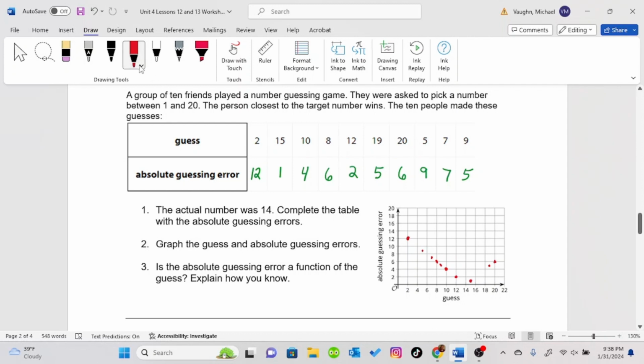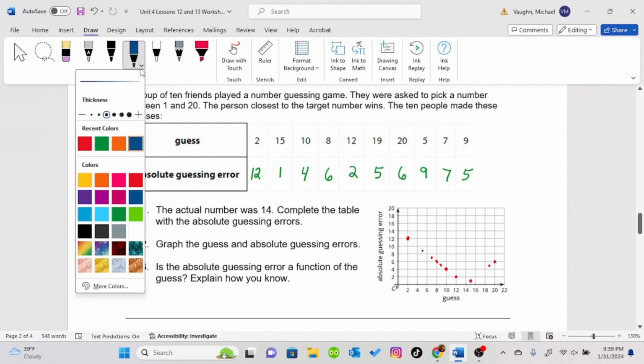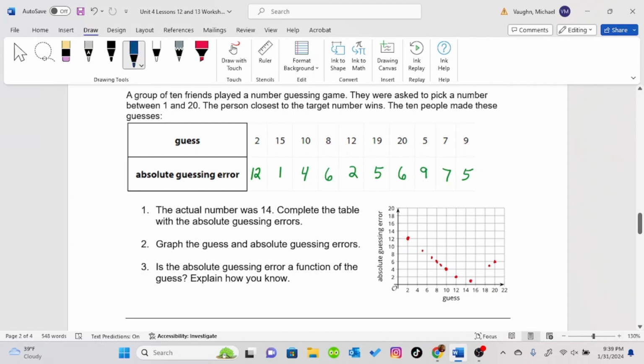Number 3. Is the absolute guessing error a function of the guess? Explain how you know. And the answer is yes. Every x value has only one y value.